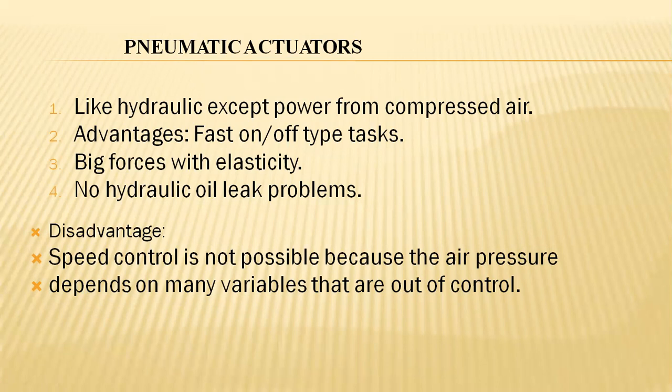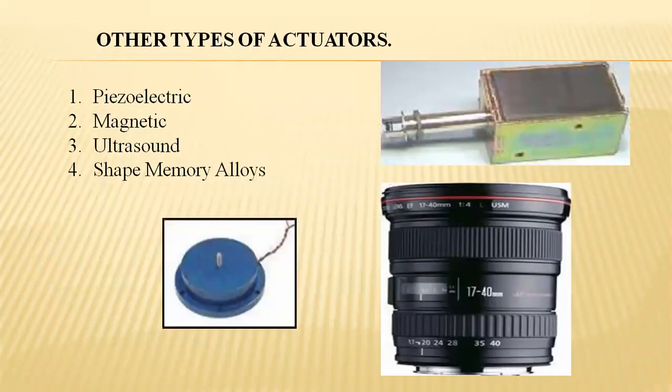Coming to the disadvantages, speed control is not possible in this case. Already we have said that sudden actions will take place. Most probably this depends on many variables that are out of control, so we cannot estimate the out of control range.